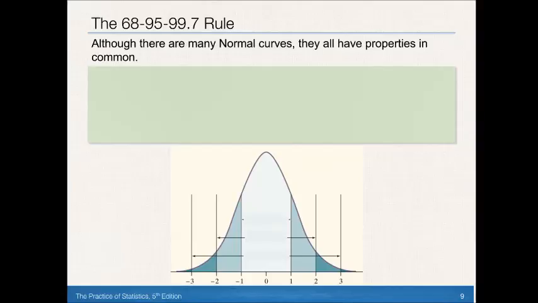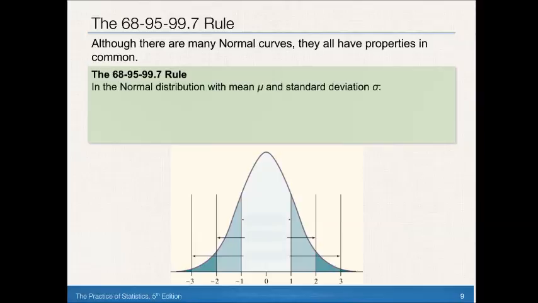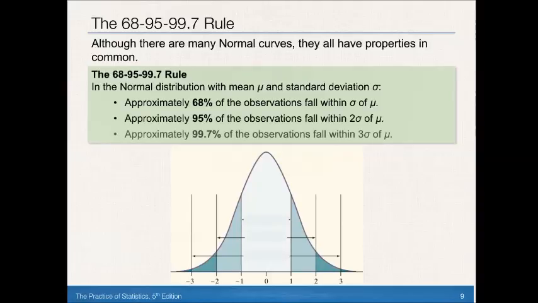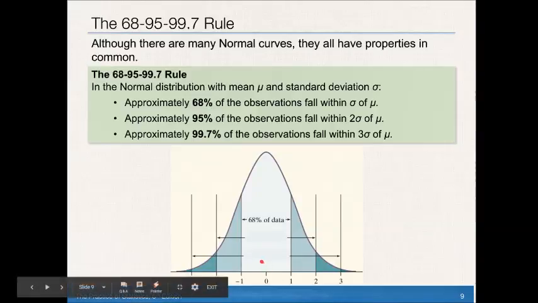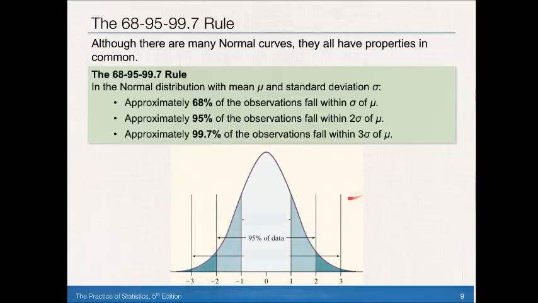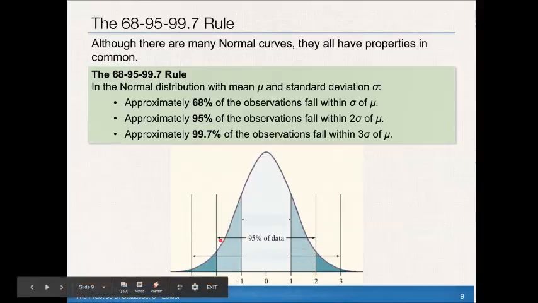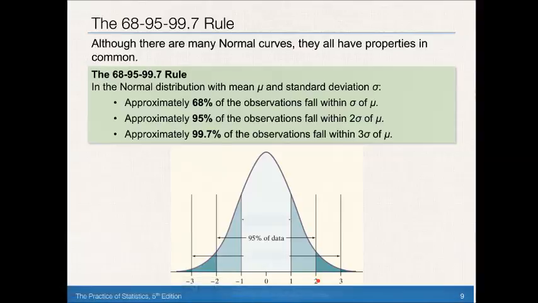Okay, so something interesting happens on these normal distribution curves, and that is the rule of 68, 95, 99.7. Although there are many normal curves, they all have the same properties. This rule states that in a normal distribution where the mean is mu and the standard deviation sigma, approximately 68% of all observations fall within one standard deviation of the mean. So we get the 68% happening right there. Approximately 95% fall within two standard deviations, so from this out to there. The numbers down here represent the number of standard deviations. And then approximately 99.7% fall within three standard deviations.